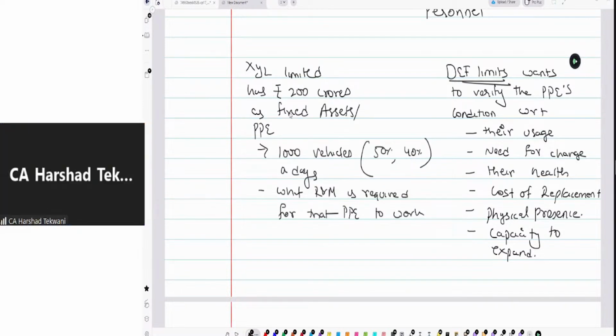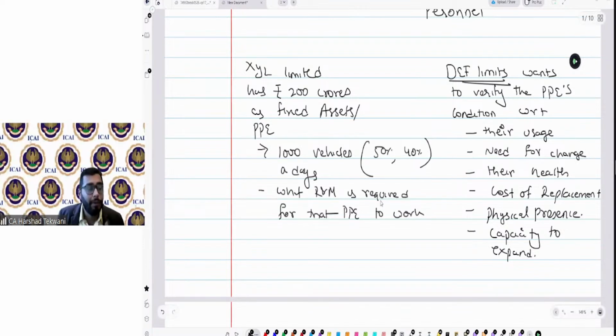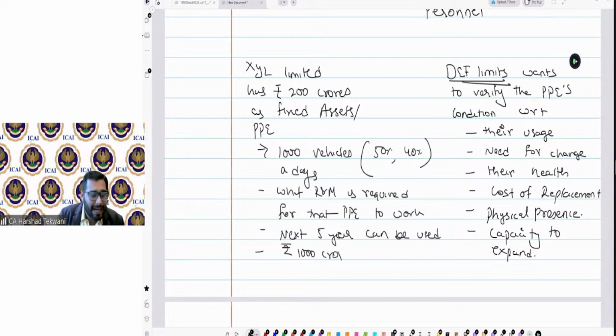Then their health, again, need for the change and their health. For example, whether they can be used for the next 10 years or next 5 years. So that is their health, whether they are of such nature that we can use them for the next 5 years or not. Cost of replacement. Let's say the whole manufacturing facility requires a replacement because their health is gone. So the cost of replacement, let's say, is 1,000 crores. So the assets as of today are of only 200 crores, but the replacement cost is 1,000 crores.